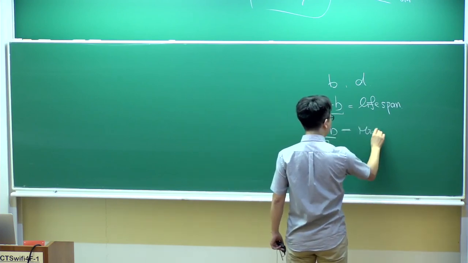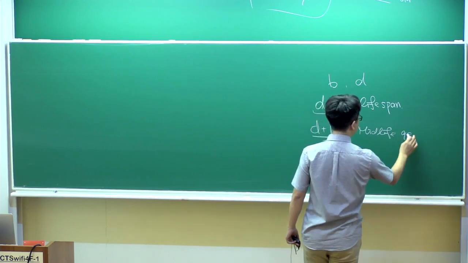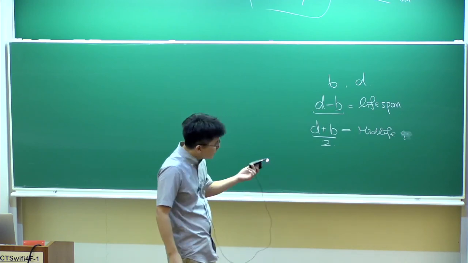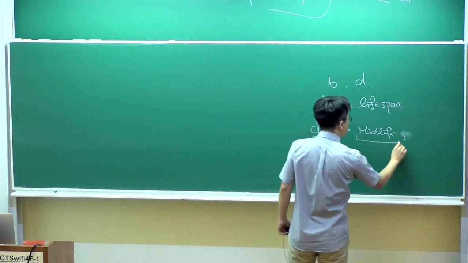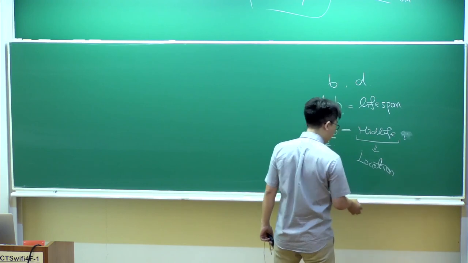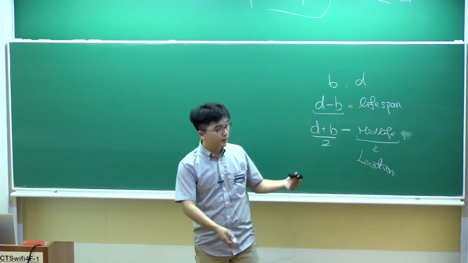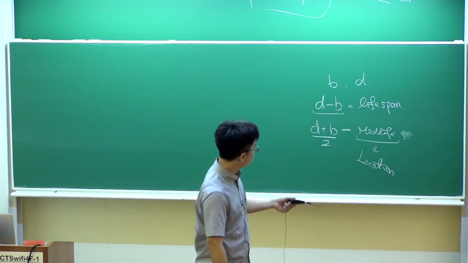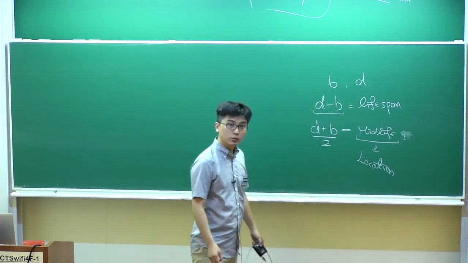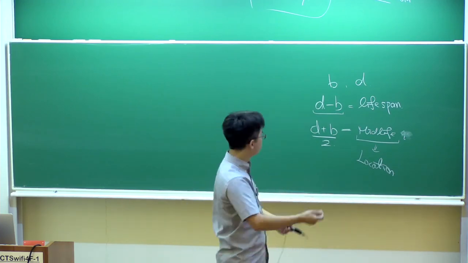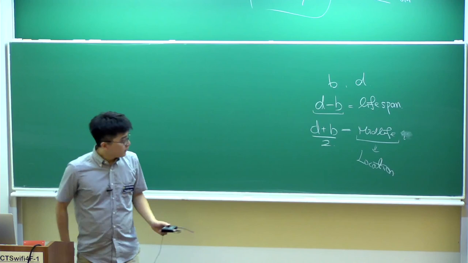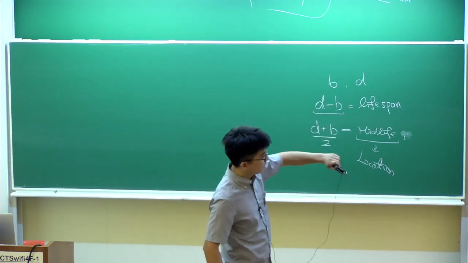This thing is called the midlife coordinate of the generator. So what is the midlife coordinate, right? This somehow tells you the location. It has nothing to do with the lifespan. The lifespan tells you the robustness of the feature. This midlife coordinate tells you the location where the feature is born and dies, taking those into account. So it tells you the location. So if we do the histogram of the midlife, this reveals something.